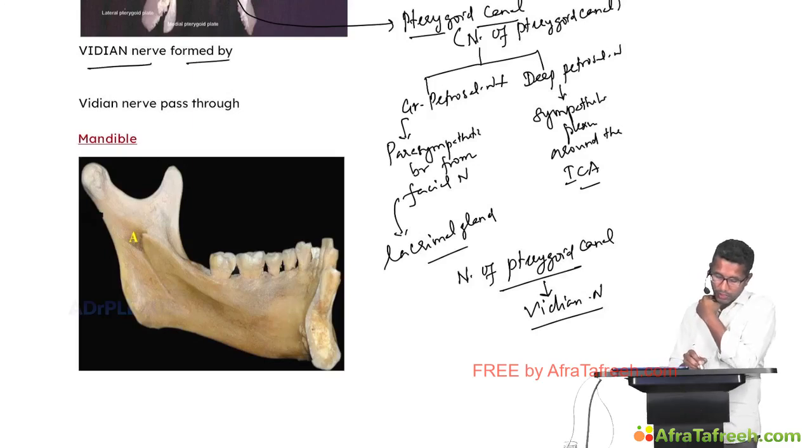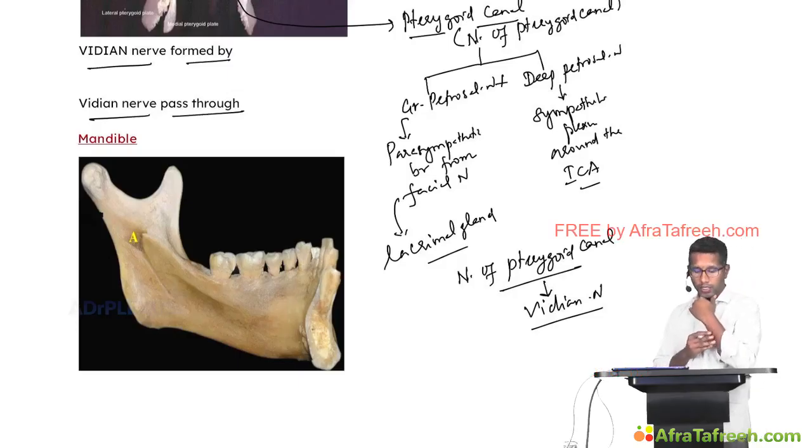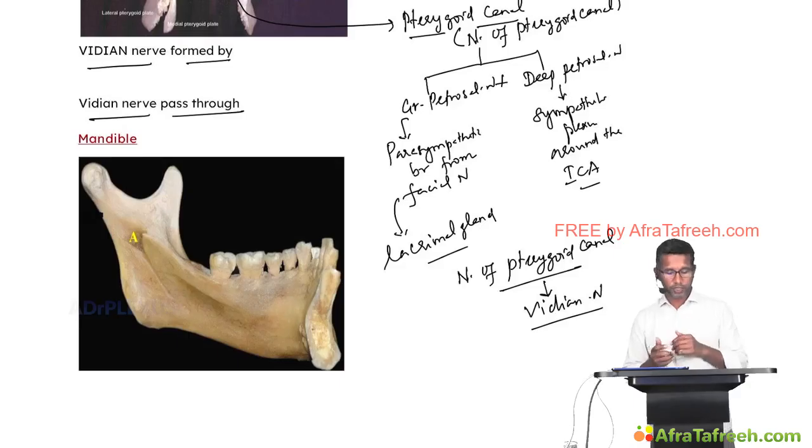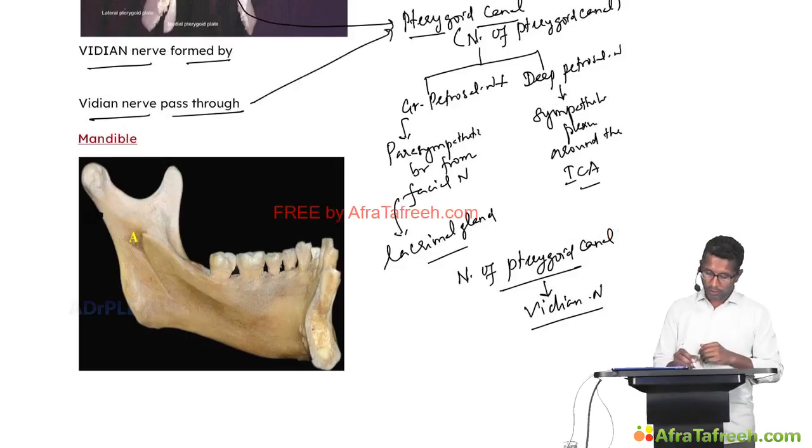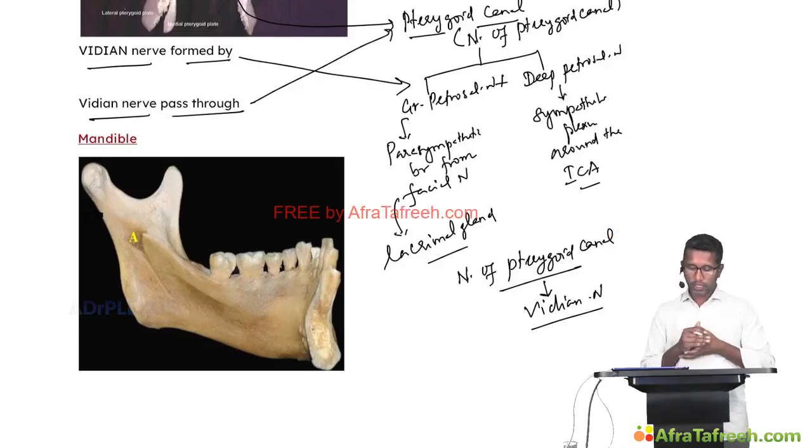So that is what they are telling here. We know how the Vidian nerve is formed and we know how it passes through. It passes through the pterygoid canal. It is formed by the fusion of the greater petrosal and the deep petrosal nerve.